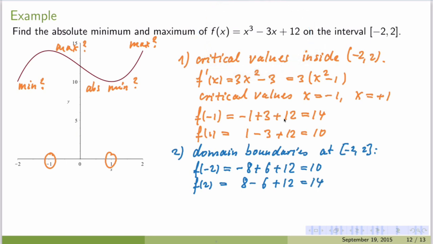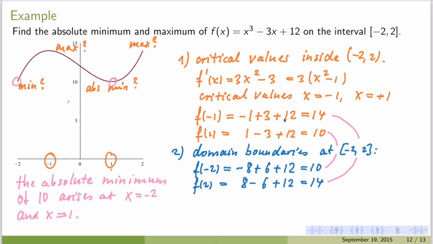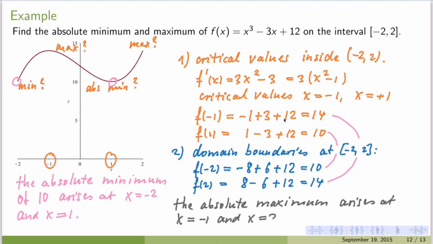You know what? The 14 and the 14 are the same numbers. So let's use maybe pink. This 14 equals this 14, and this 10 equals this 10. So it turns out that the minimum and the maximum do arise at all those points. The absolute minimum arises at x equals -2 and at x equals 1. And similarly for the maximum, it arises at x equals -1 and at x equals 2. Nice.